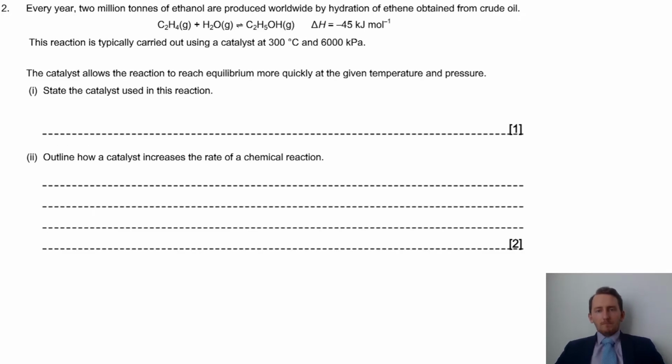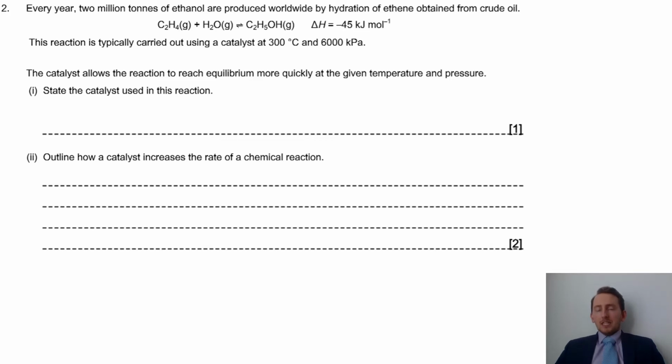Okay, next question. So we're talking about the hydration of ethene, and typically catalyst, 300 degrees, 6000 kPa. Well, fair bit of information there. But the first question is asking us to state the catalyst used in the reaction.